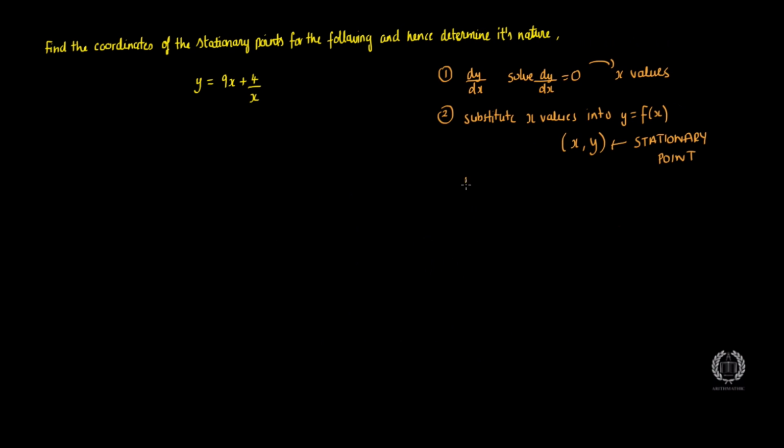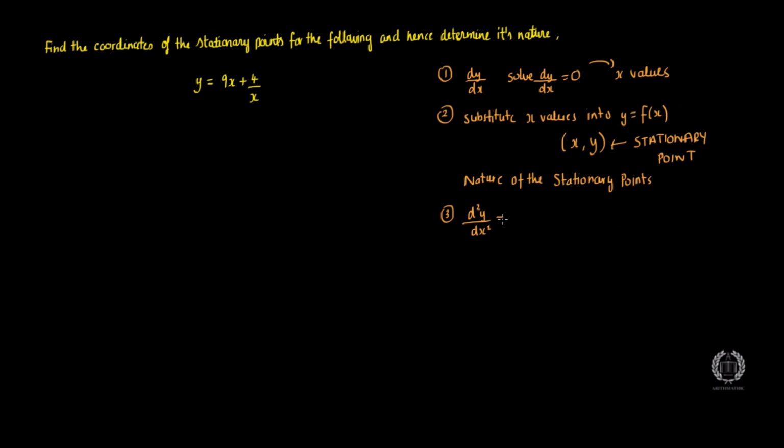Now, to find the nature of the stationary points, all we're going to do is differentiate again. So to find the nature of the stationary points, I'll put this as the third step: we're going to find d2y/dx squared. So that's a second order differential, so we're going to differentiate it again. And then you're going to get a value for d2y/dx squared.